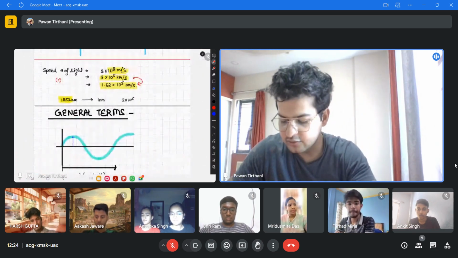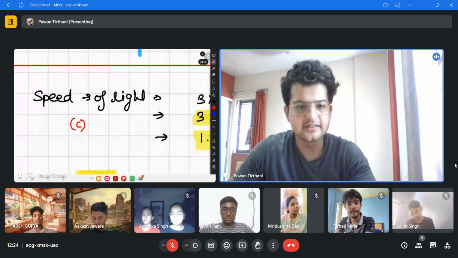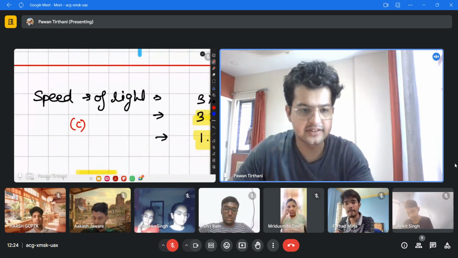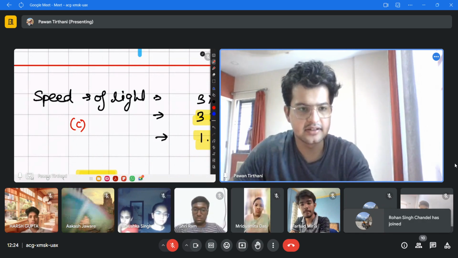ऐड कर दो अगर नहीं है नोट्स में. c is the symbol for speed of light. This is normal physics, normal class 10 physics.